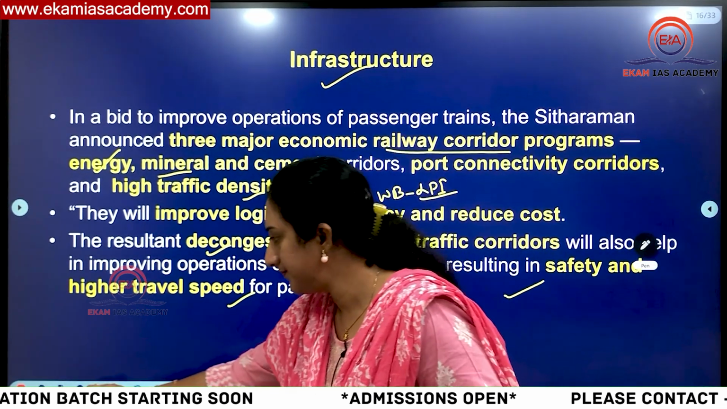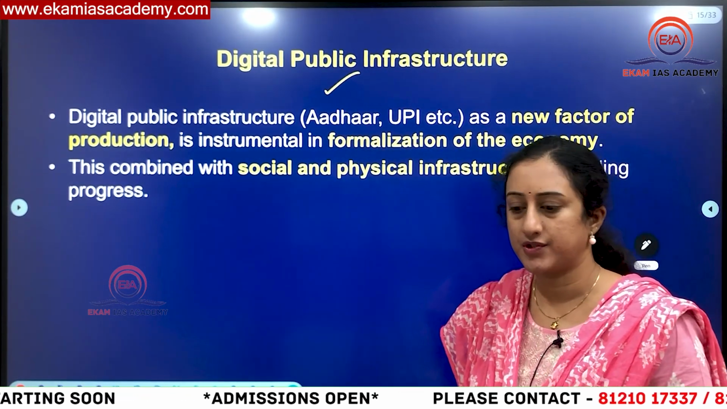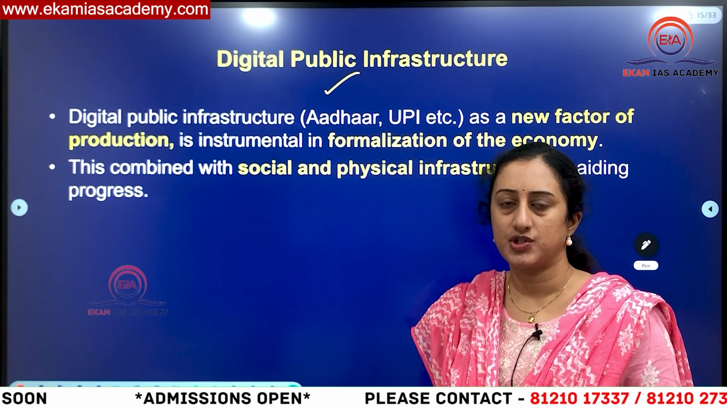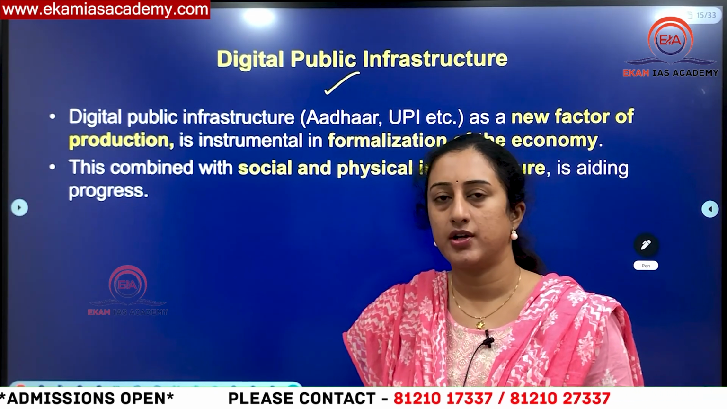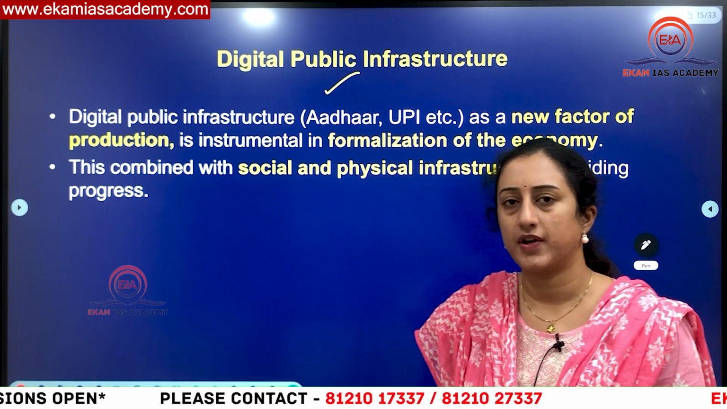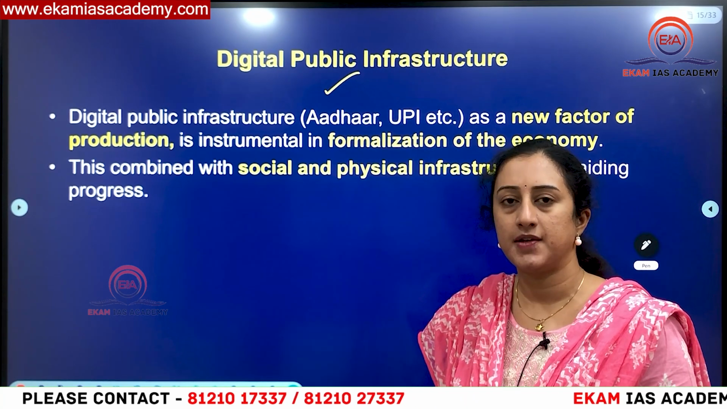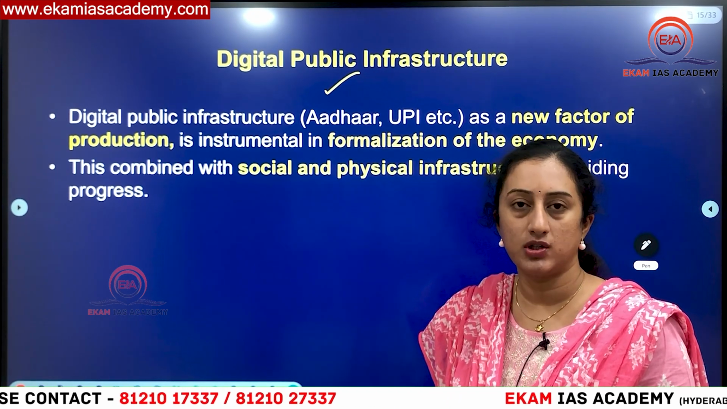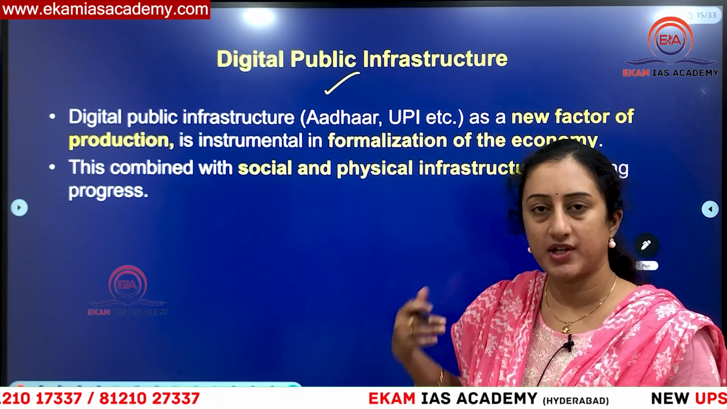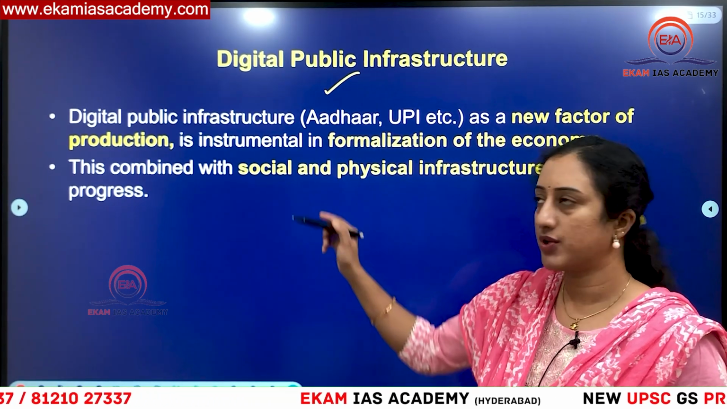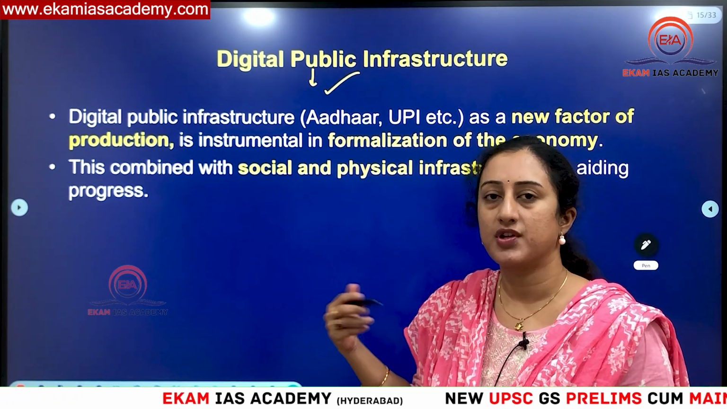Then another infrastructure related scheme is digital public infrastructure. Digital public infrastructure means any infrastructure related announcements related to the digital sector, for example UPI, Unified Payments Interface, which we use as part of our daily lives, Digi Yatra, DigiLocker, digital certificates, and cyber security related measures. All these form part of digital public infrastructure. So the government is mainly focusing on these things.